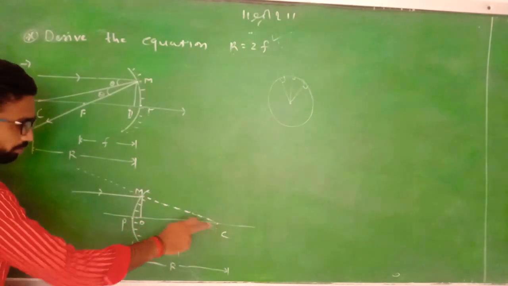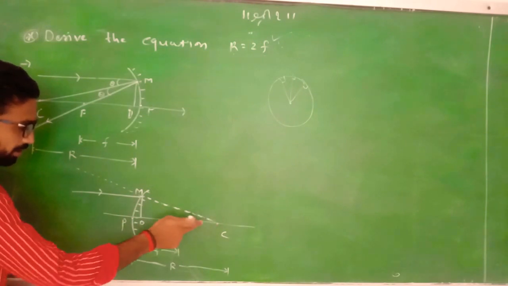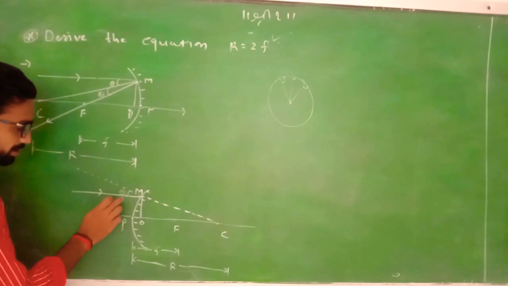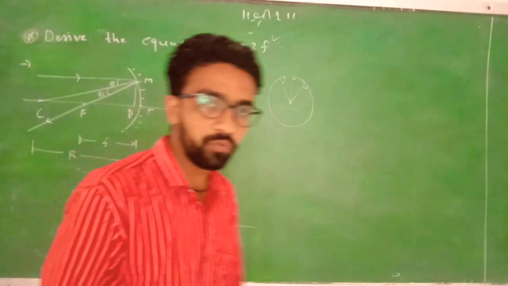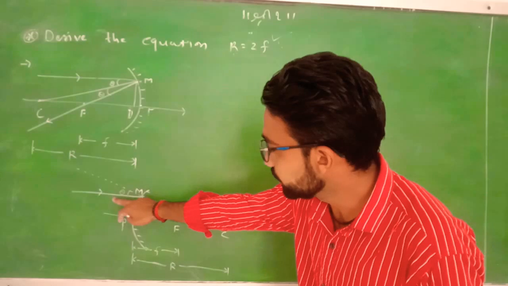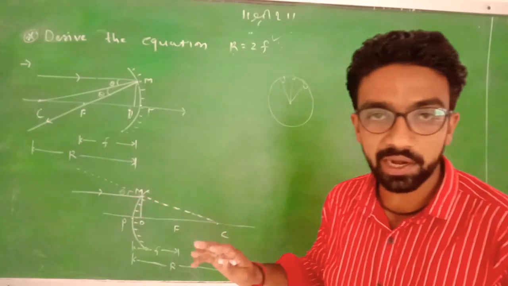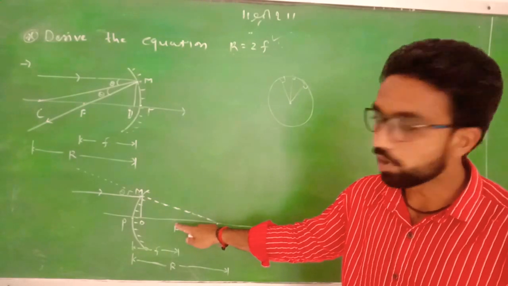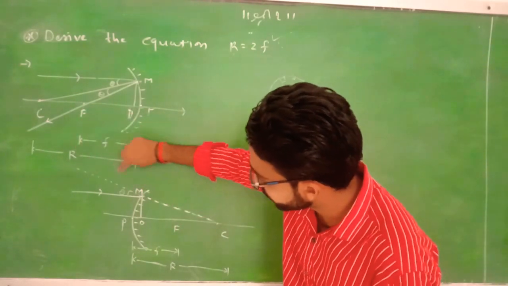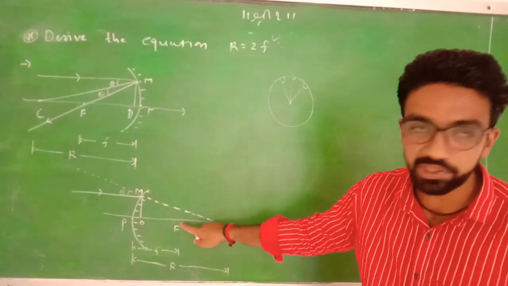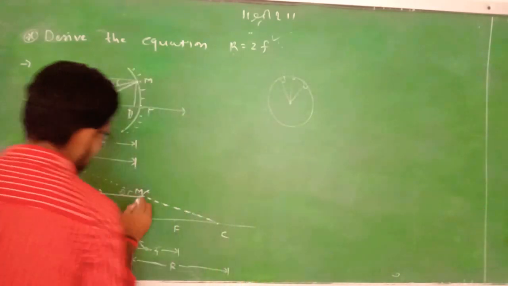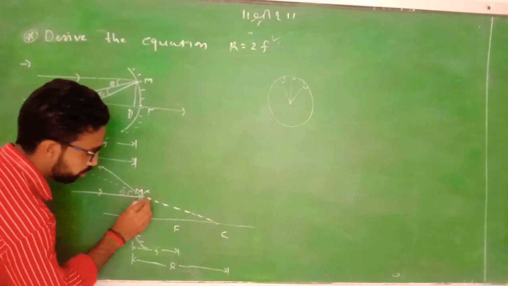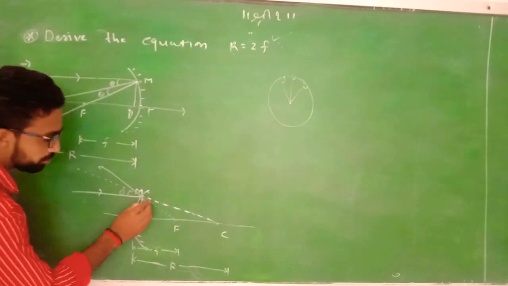The line coming from the center of curvature is normal to this surface. So this makes an angle theta. This is the angle of incidence. For a convex mirror, this incident ray can be reflected such that it appears to be coming from the principal focus. When you look from here, this reflected ray looks like it is coming from the principal focus. You can see.